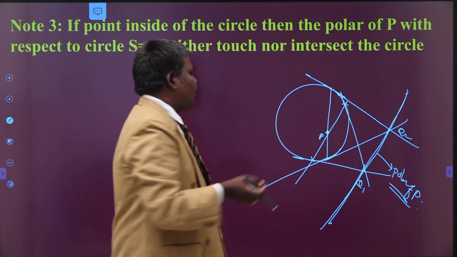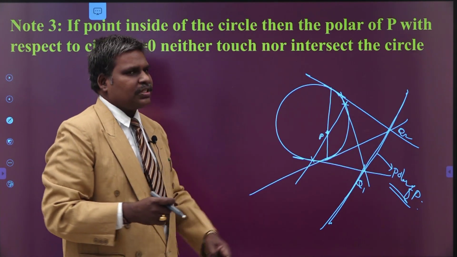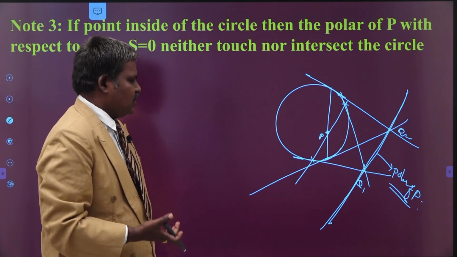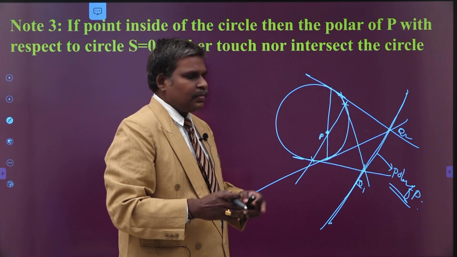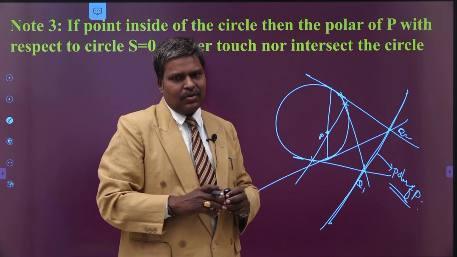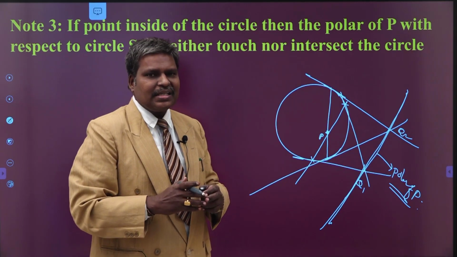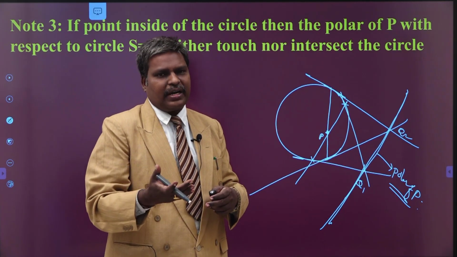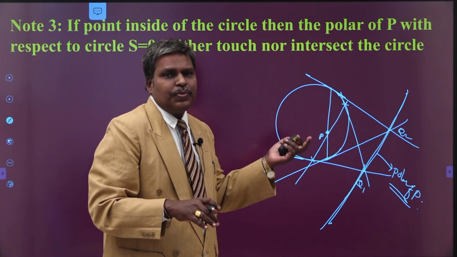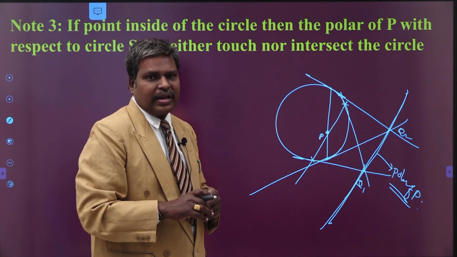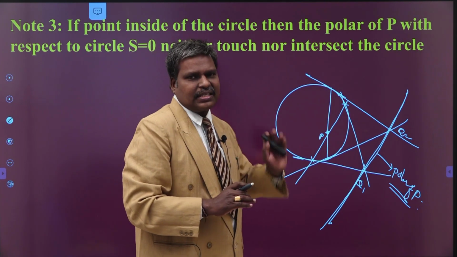Diagrammatically, we can easily show that it is outside the circle. We can prove this theoretically also. Suppose your point is inside of the circle and your polar intersects the circle. What happened? That becomes the chord of contact. For the chord of contact, the point must be outside of the circle. That is a contradiction to our assumption that the polar intersects the circle.